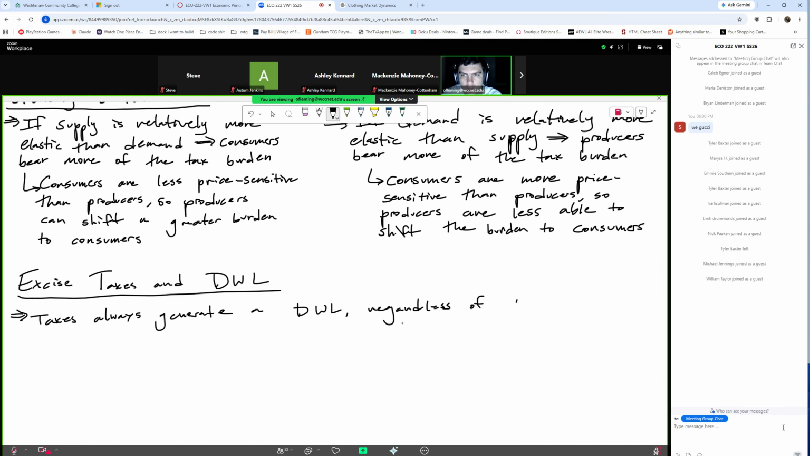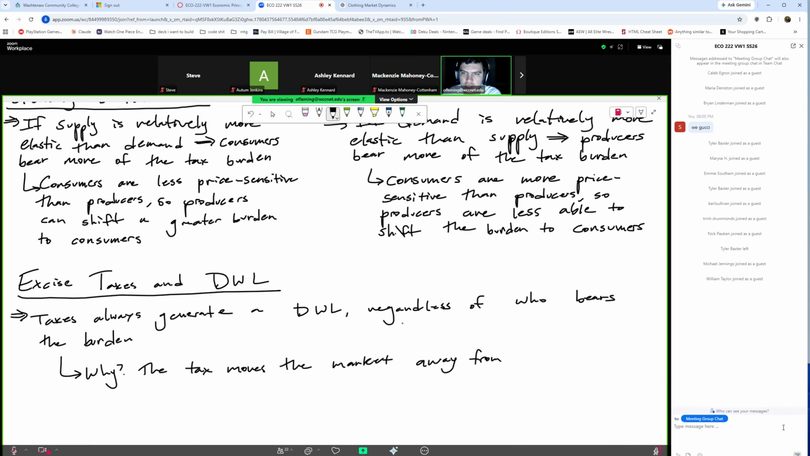Regardless of who bears the burden. Okay. And the reason, like I said, why do we get a deadweight loss? Because we lose transactions. Okay. The tax moves the market away from the efficient pre-tax equilibrium.